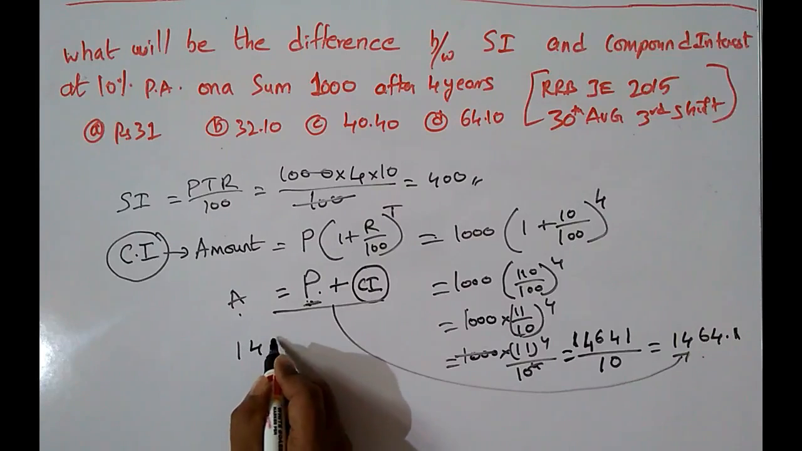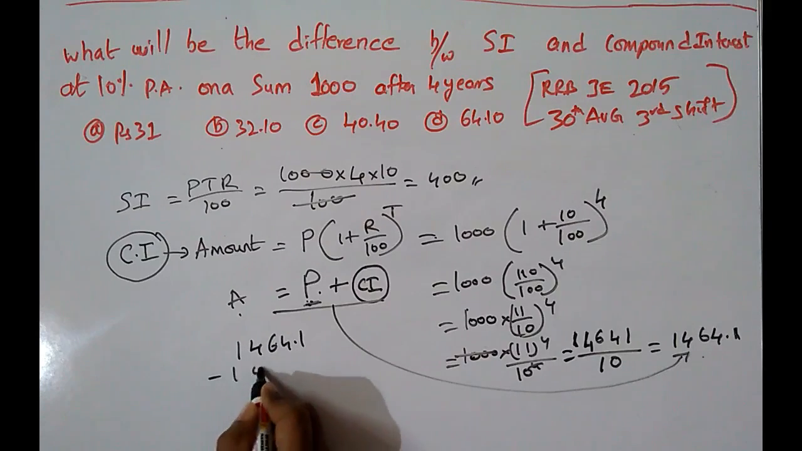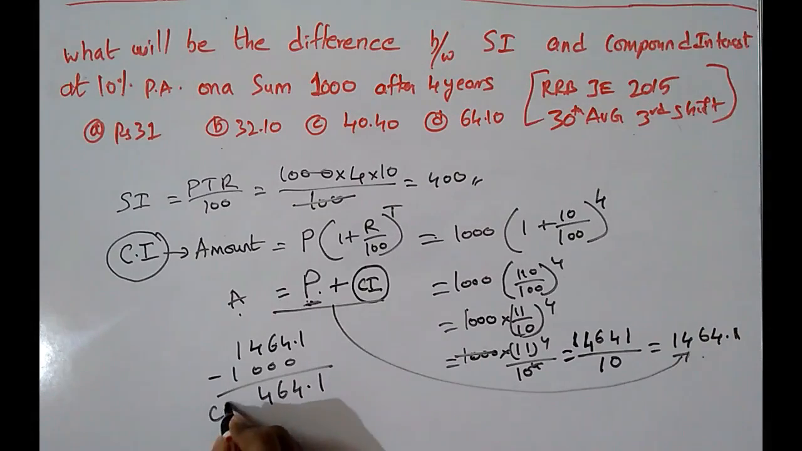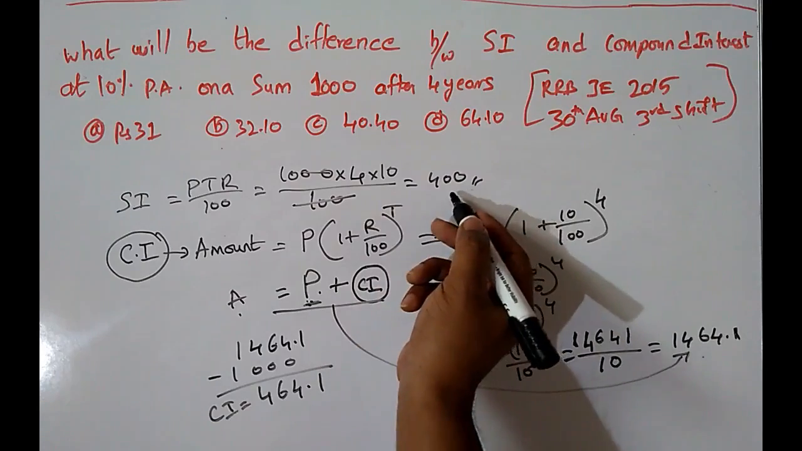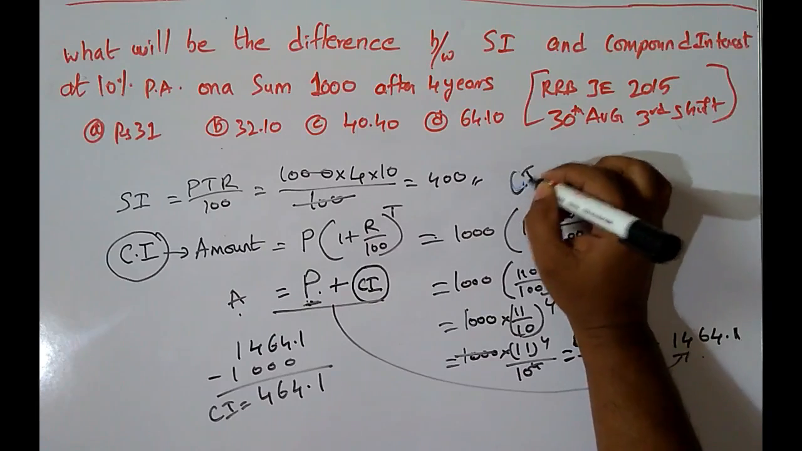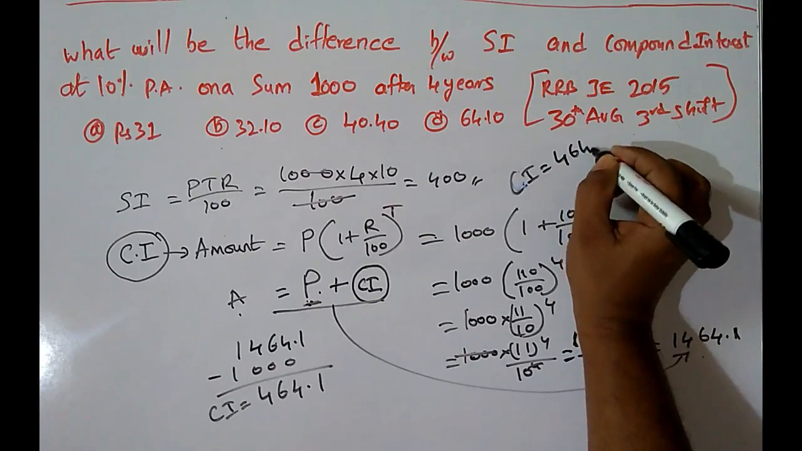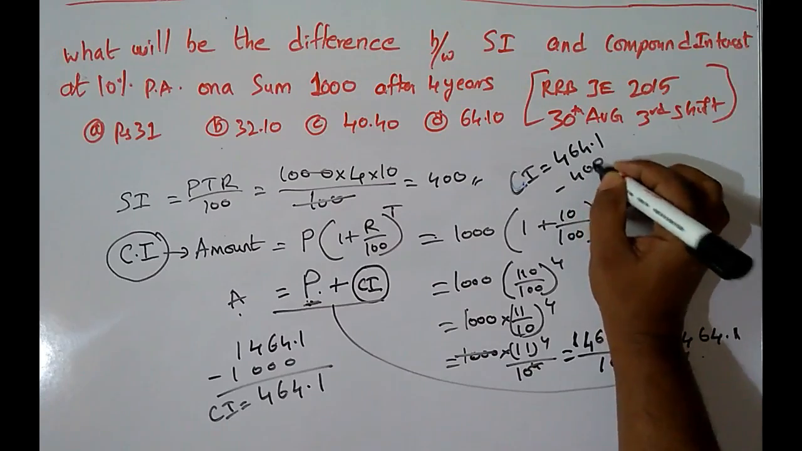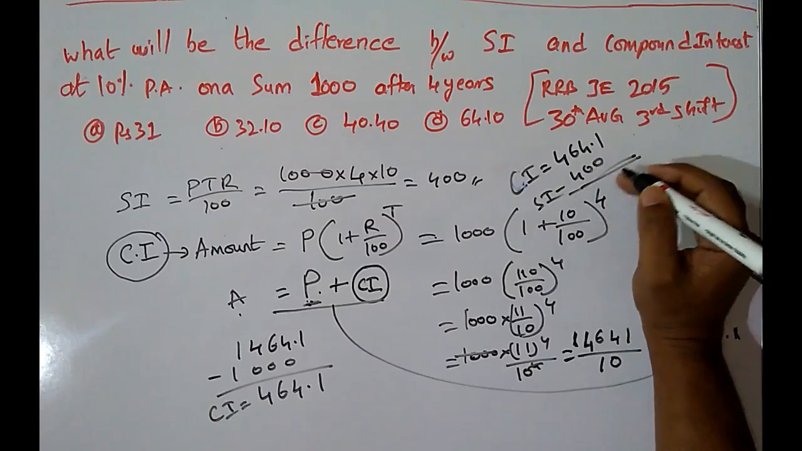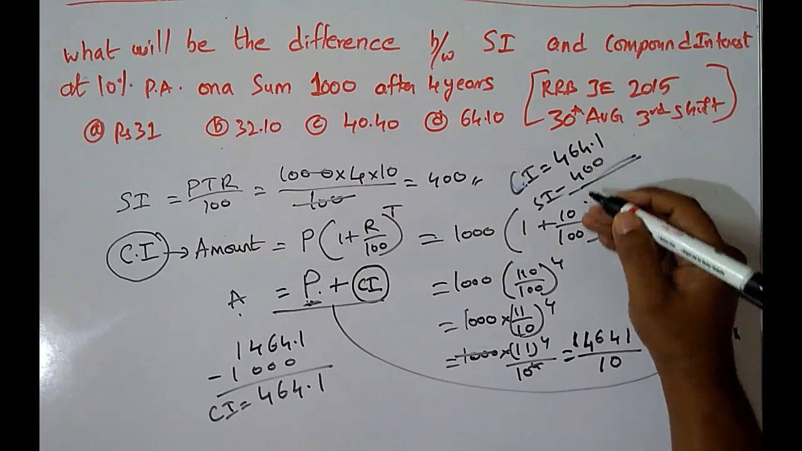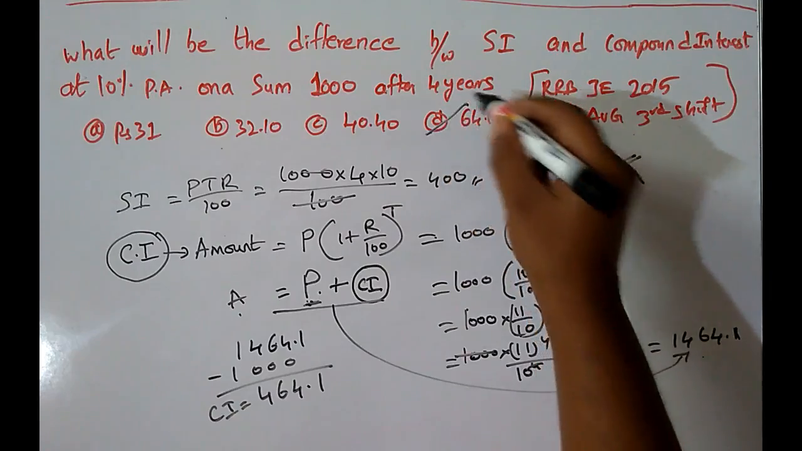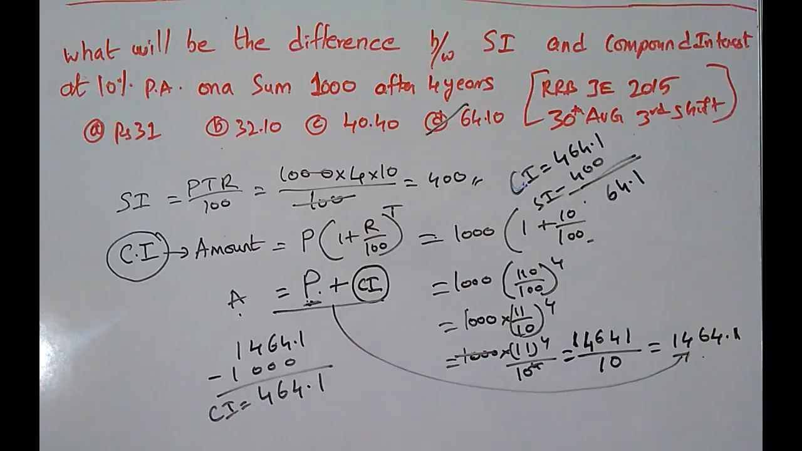So 1464.1 minus 1000, we get compound interest. So we have got simple interest as 400. Compound interest is given by 464.1 minus 400. We get the difference between compound interest and simple interest is nothing but 64.1. 64.1 friends.